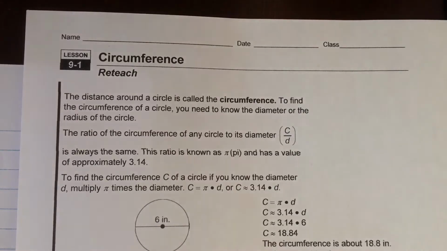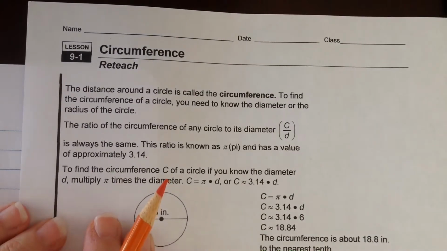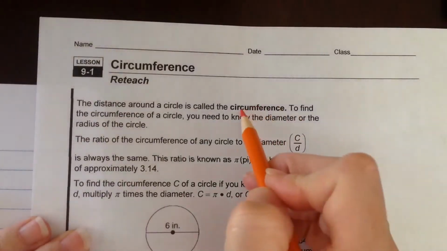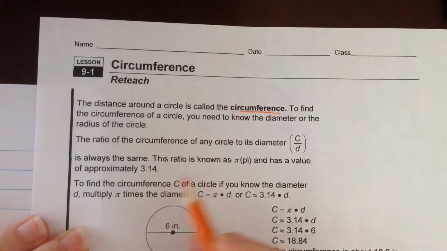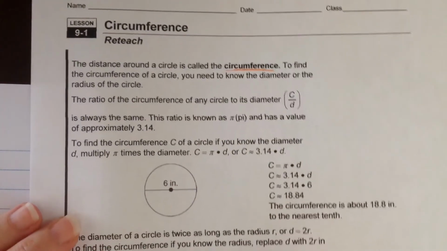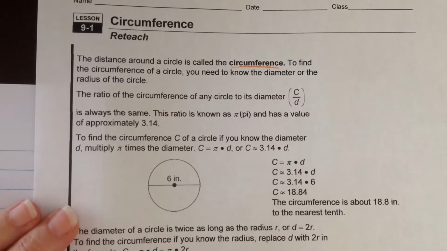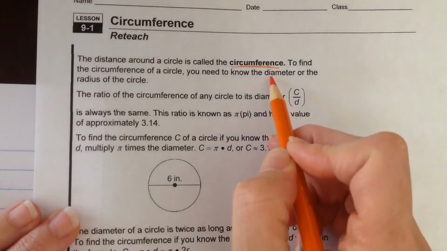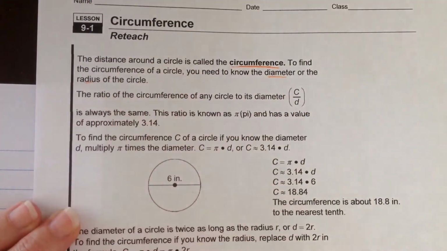All right, guys, let's do a little lesson about circumference of circles. So the distance around a circle is called the circumference. So the distance all the way around it. To find the circumference of a circle, you need to know the diameter or the radius of the circle.